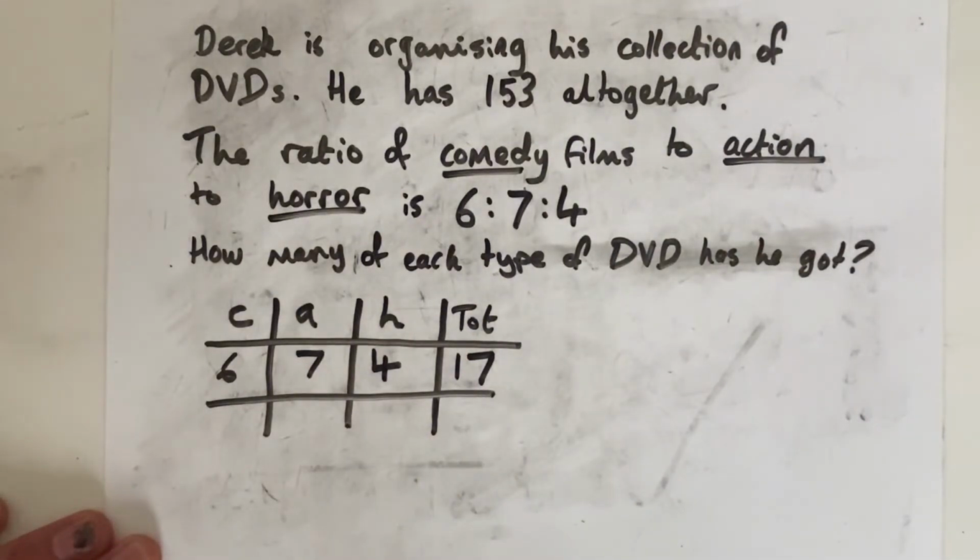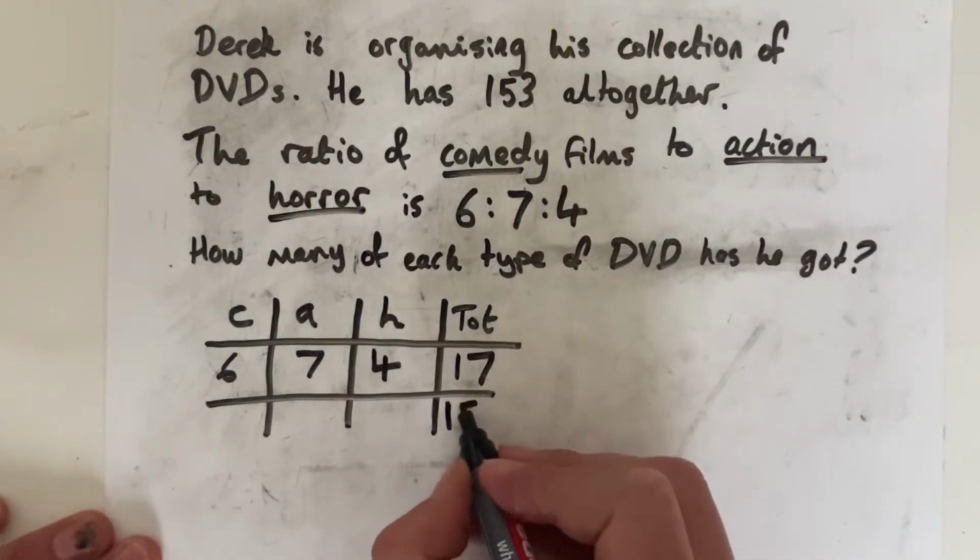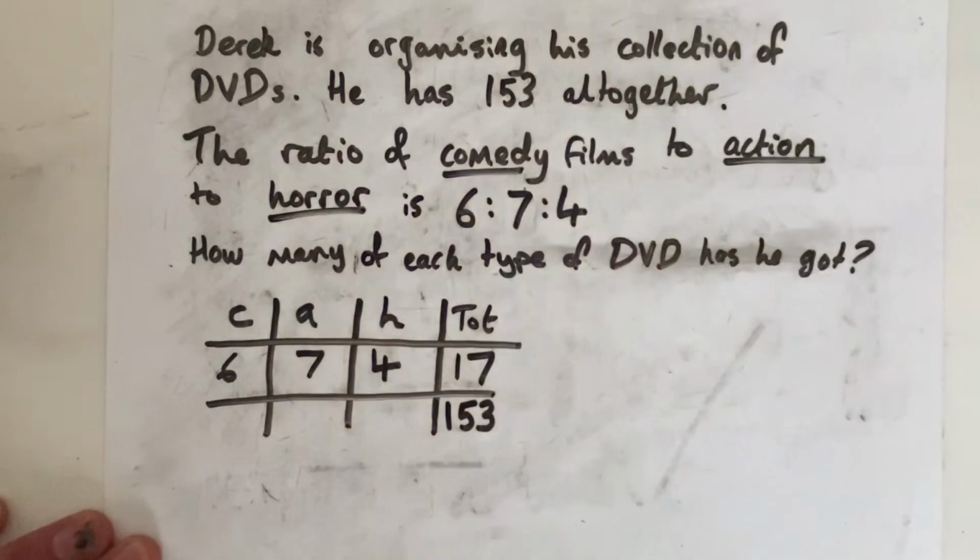So he wants to know how many DVDs he's got of each type. If he's got 153 in total.